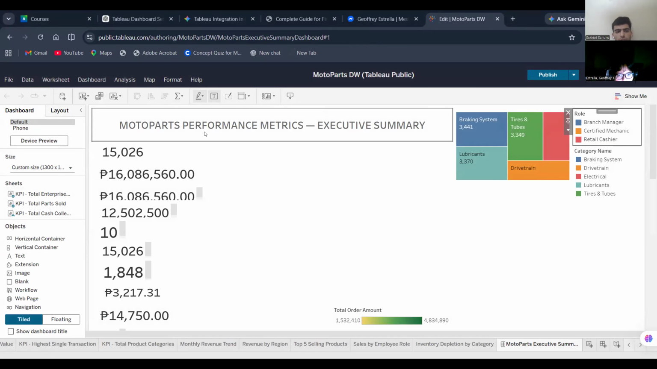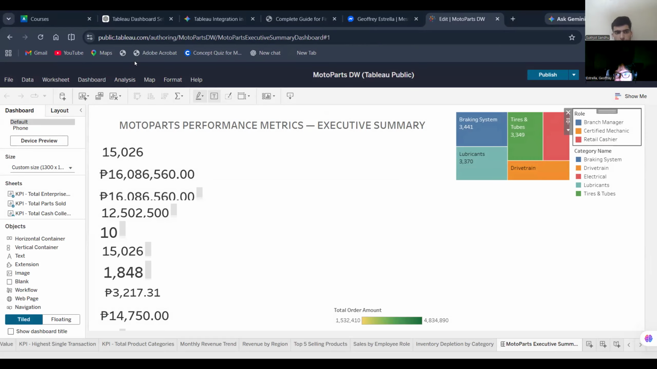So thank you, Geoffrey Estrella, for the explanation earlier. And I'm proud to present the Executive Summary Performance Dashboard for our motorcycle parts and service enterprise, Iron Brute. Before diving into the metrics, it is vital to discuss why we moved our data from the operational transactional database into a structured star schema data warehouse.